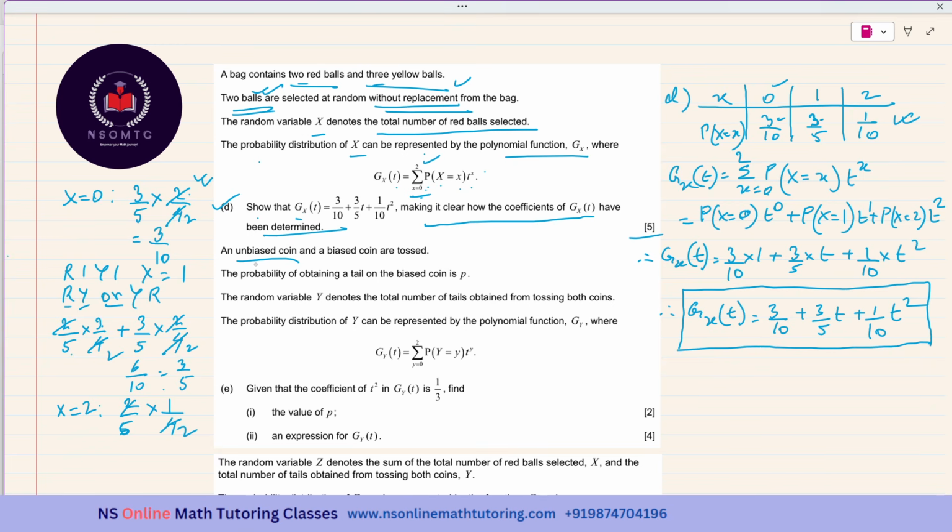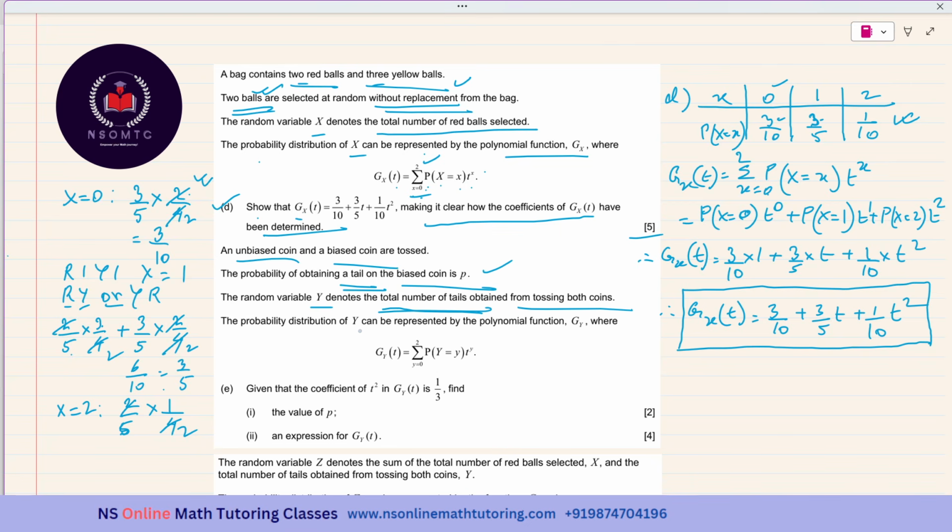An unbiased coin and a biased coin are tossed. The probability of obtaining a tail on the biased coin is p. On the unbiased coin is obviously half. For the biased coin, it is p. The random variable Y denotes the total number of tails. Again, the two coins are tossed, so total number of tails can be 0, 1 or 2 obtained. So Y denotes the total number of tails obtained from tossing both coins.